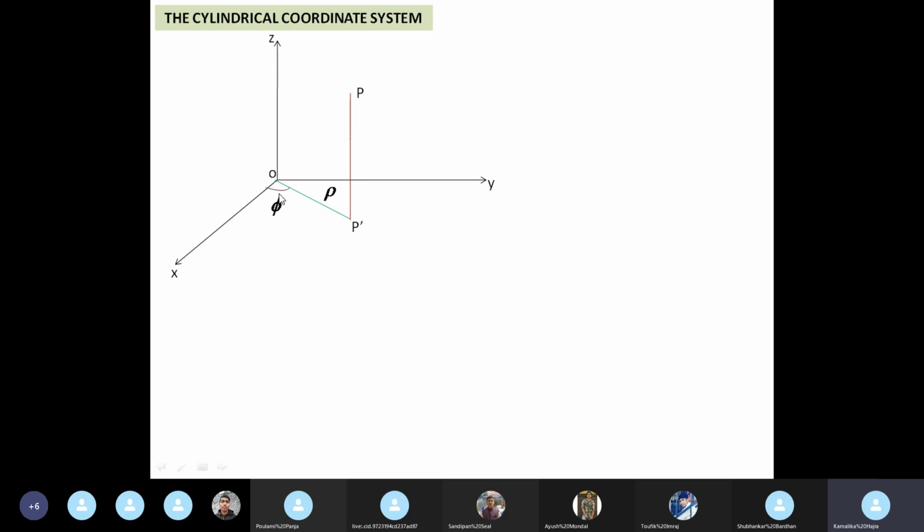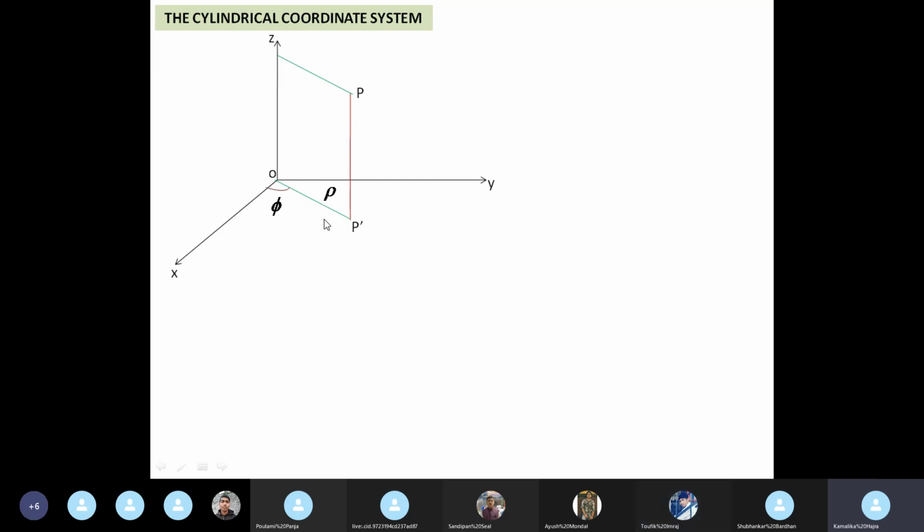Then we look at the angle that OP prime makes with the x-axis. The angle that OP prime makes with the x-axis, we denote it by phi. Okay? And finally, if you join P with the z-axis, then I have not named this point. Suppose this point is P double prime. So P double prime is also the same value rho.